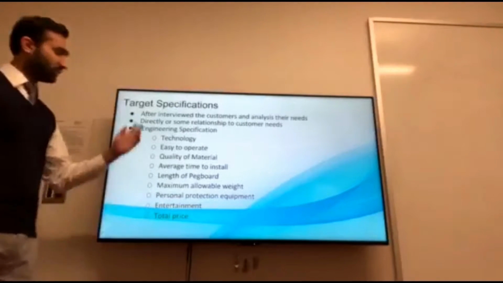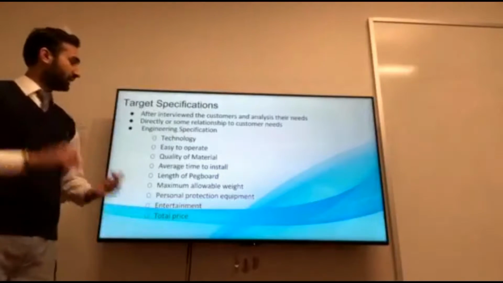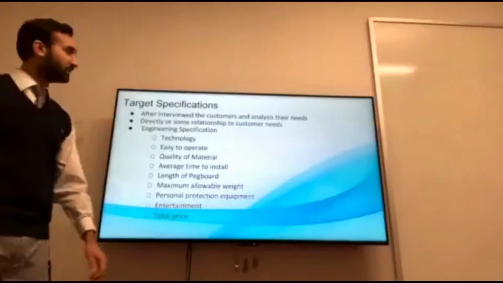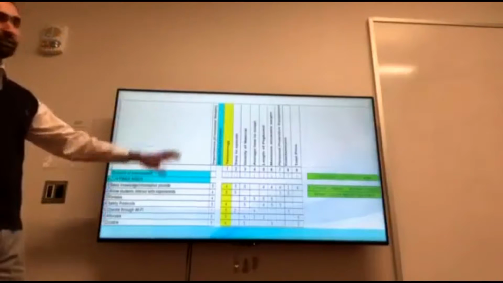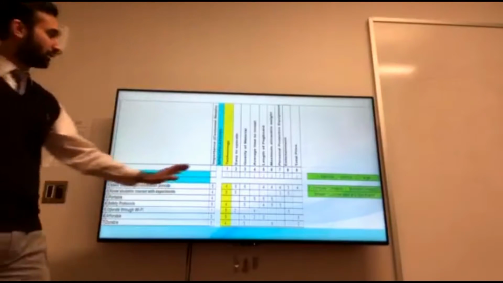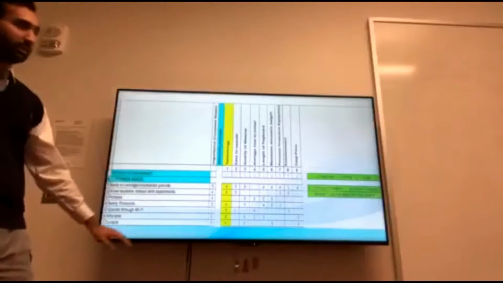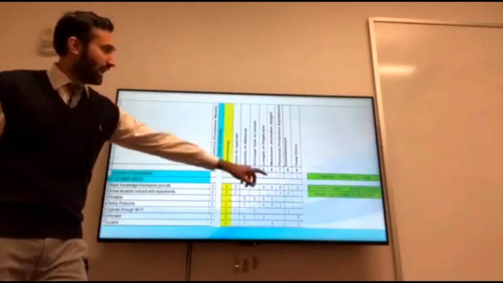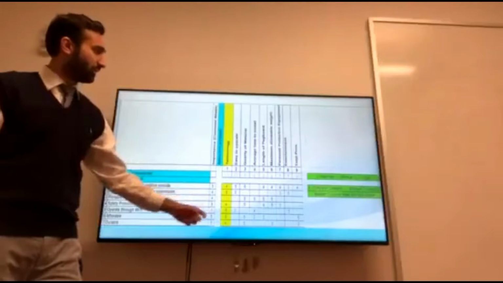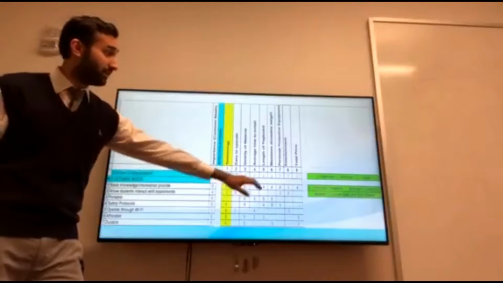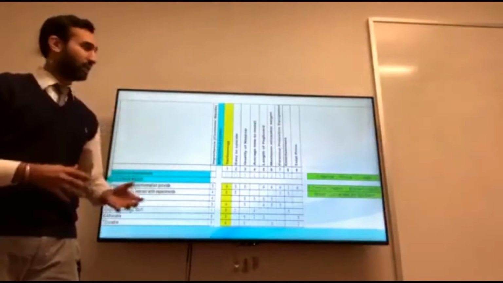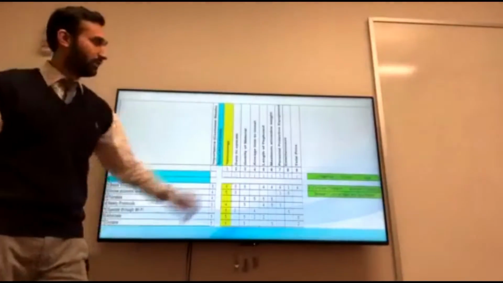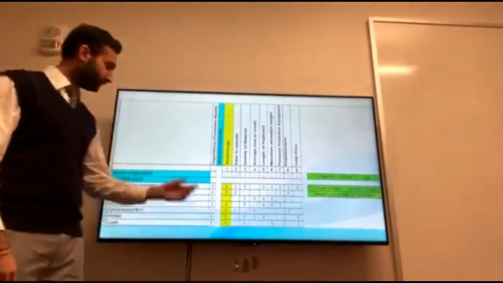Target specification. We have all these target specifications, which are easy to operate, quality of materials, average time, and the rest of these. If you go to the next slide, this is the QFD. These are all the specifications along with the customer needs. The numbers are showing the correlation: the number 5 means a complete correlation with the customer need, and the minimum is the minimum correlation.